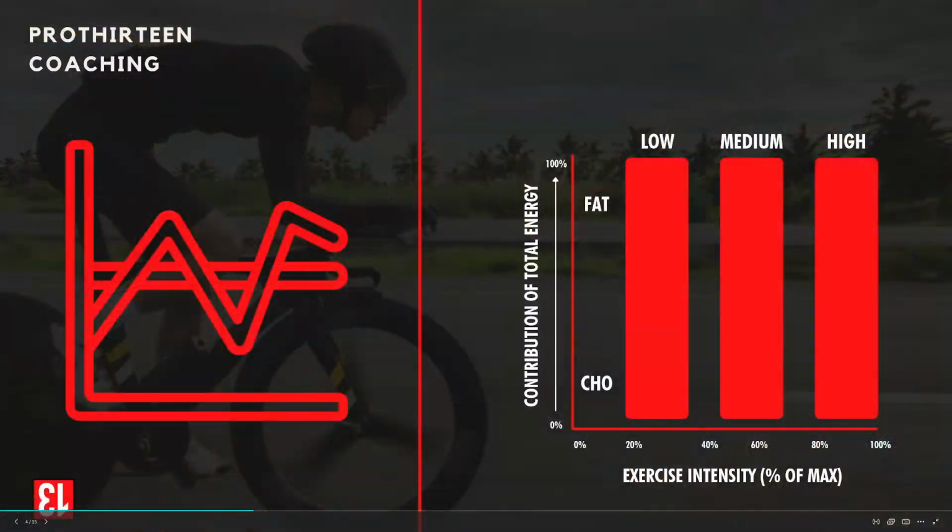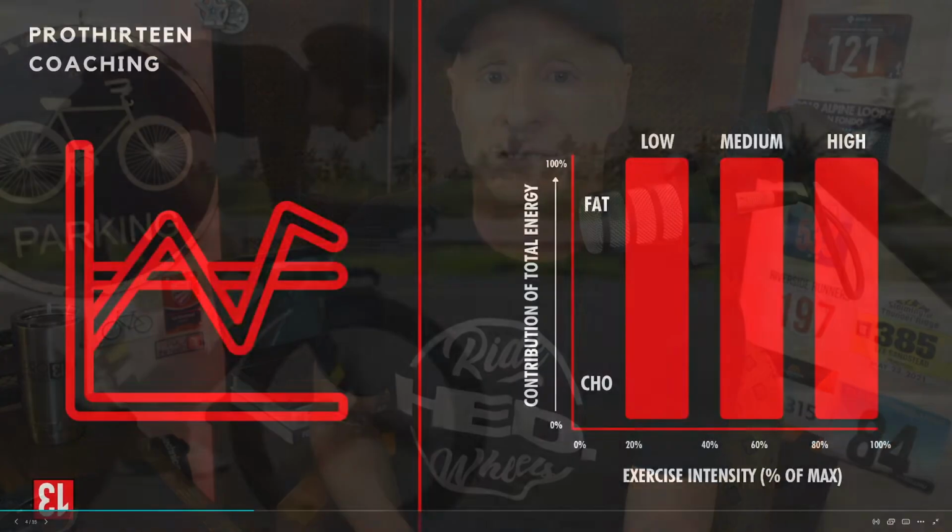So let's look at this a little bit differently here. All right, so what are we trying to do when we're training? One of the biggest things that we're trying to do is to develop our aerobic metabolic engines, right? In training, we're not only trying to develop our respiratory system, our cardiovascular system, our muscular system, but we're trying to develop those metabolic systems, right?